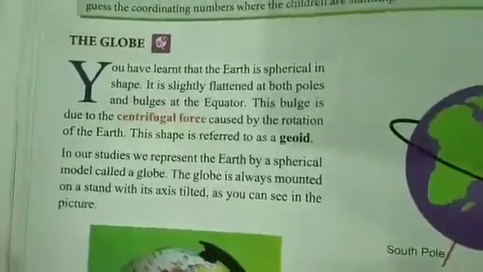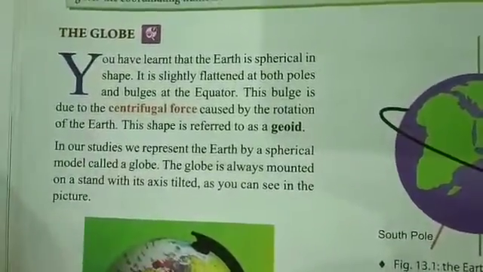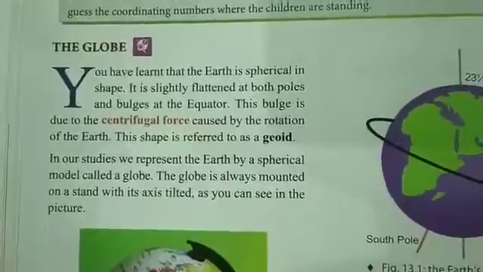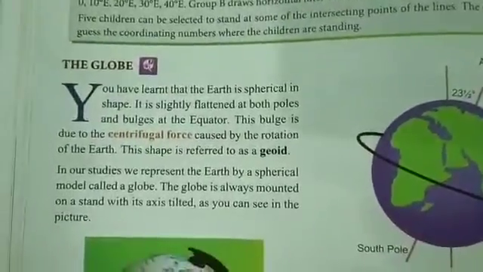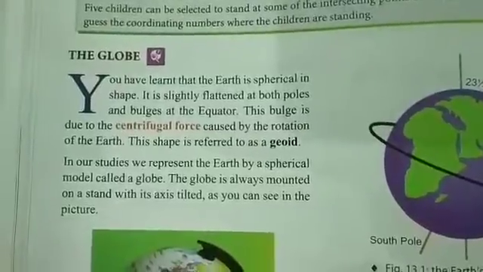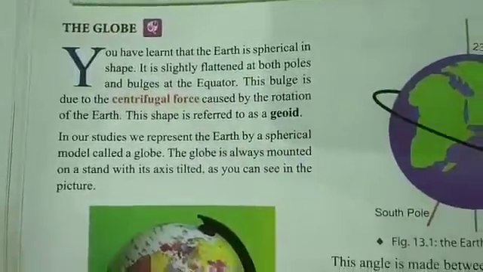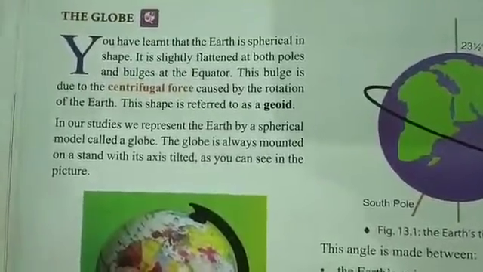As you all have studied, Earth is a sphere in shape and it is slightly flattened at both the poles, and it bulges at the equator. Now, this bulge is due to the centrifugal force that is caused due to the rotation of the Earth. This shape of Earth is known as geoid.